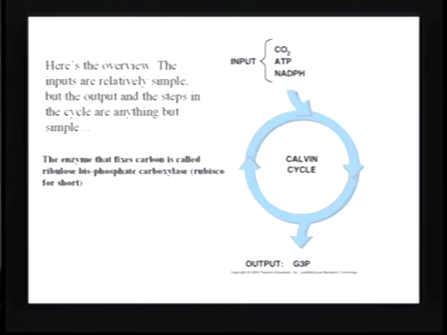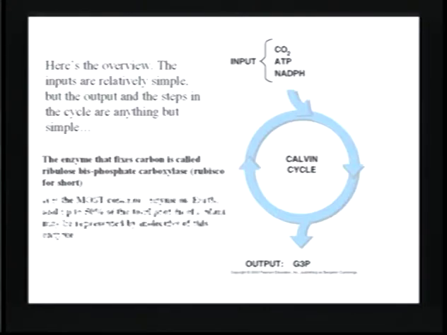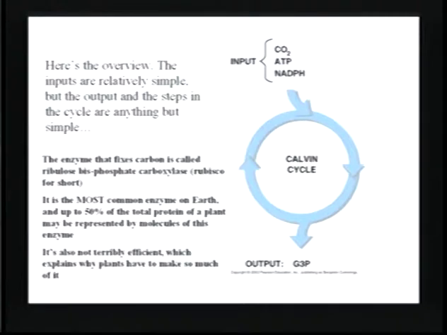Rubisco is a neat enzyme, but it doesn't work very well. It's probably the most common enzyme in the living world. As much as 50% of the total protein component of a plant may be molecules of this enzyme, and the reason is because it's not very efficient. It's not a very good enzyme, and it causes some problems for the plant, as we'll see.